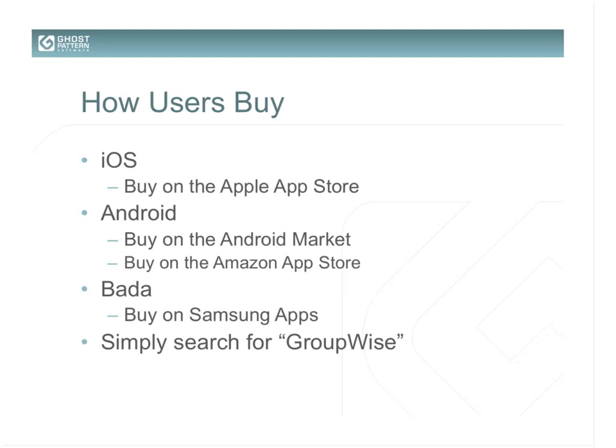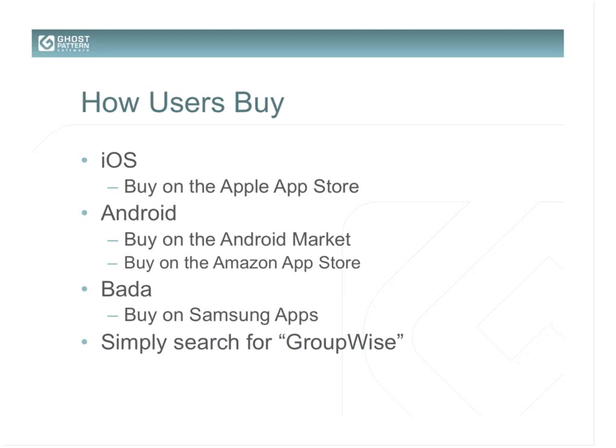Now, how do users buy the app? Well, for the iPhone, the place to go is to just go out to the App Store. So if you have some users, they've got their brand new little iPhone that they bring into work, and they say, hey, I want to connect it to GroupWise. What you do is you just send them out to the Apple App Store, search for the word GroupWise, and there's the app. They buy the app and get it going, and they're good to go.